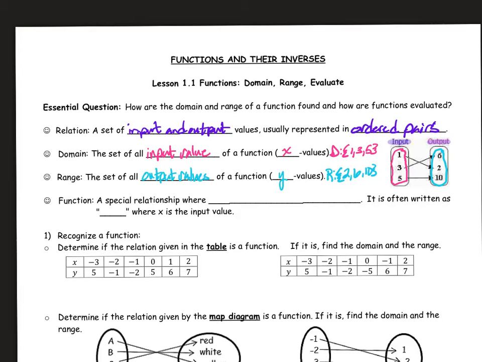And our last vocabulary word is function. And a function is a special relationship where each input has a single output. So basically it's saying every x has only one y, and it is often written as f of x, where x is my input value. Okay?